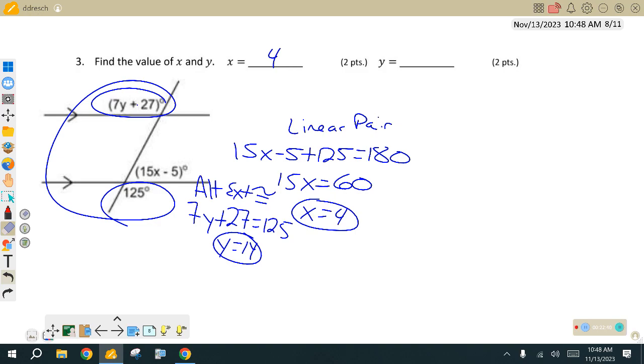Okay, so that right there is just a little bit of preview of what's happening on your guys' quiz for, what is that, Thursday then, okay, with some work with parallel lines and transversals.